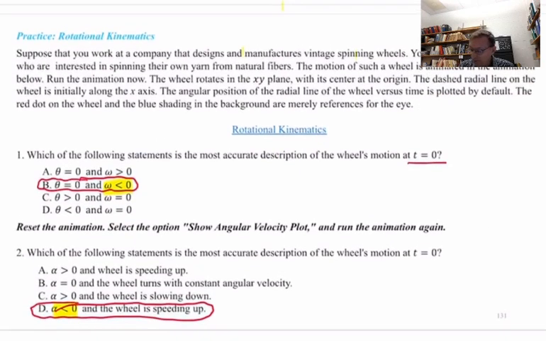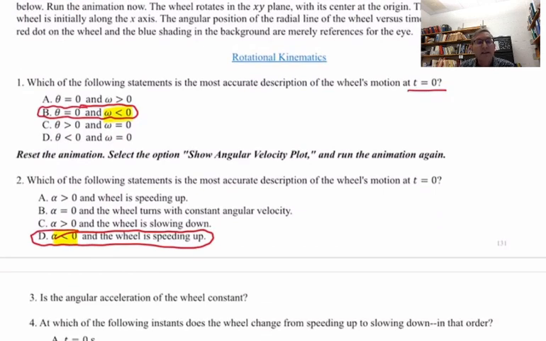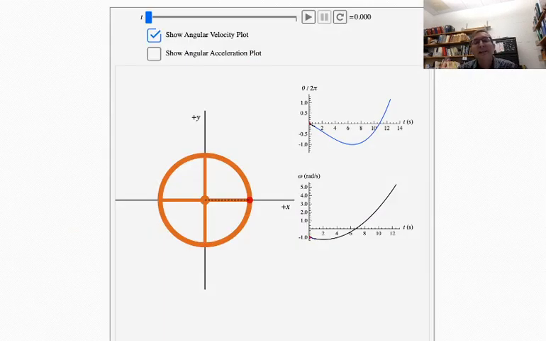Is the angular acceleration of the wheel constant? That's a yes or no. I'd like you to try it for yourself. Pause the video, think about it, and then come back. Okay, let's go back to the graphs that we have in the animations. And let's look again at the omega plot, omega versus time.